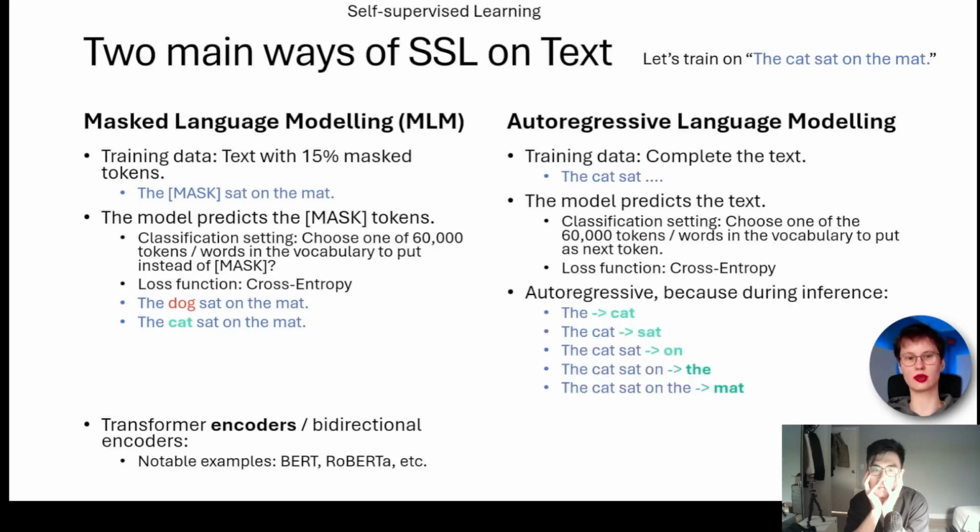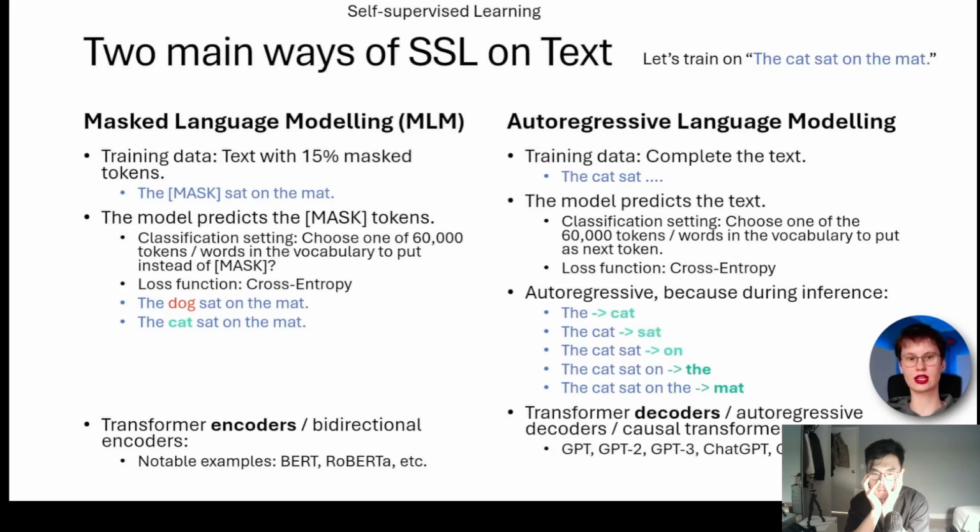So the loss function is again the cross entropy, and it's autoregressive because the model kind of eats its own output again. So if the model says "cat" after "the", it will ingest "cat" again as input to generate from "the cat sat", and it will take its output as input again, and so on. And you see the pattern here, and that's what we call autoregression. And transformers which implement such autoregressive language modeling are called transformer decoders, or also autoregressive decoders, for a reason that you will see in a bit. And notorious examples of this are the GPT family.